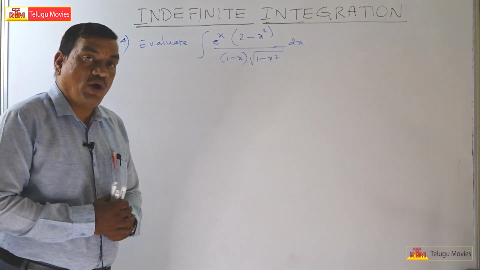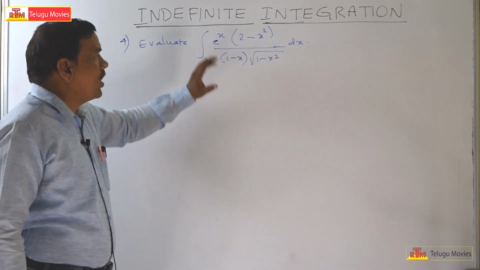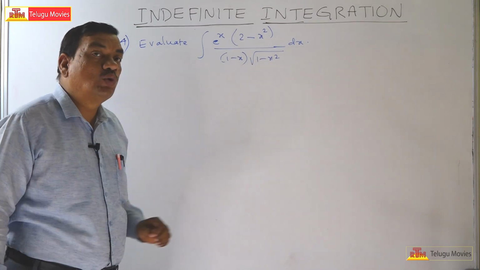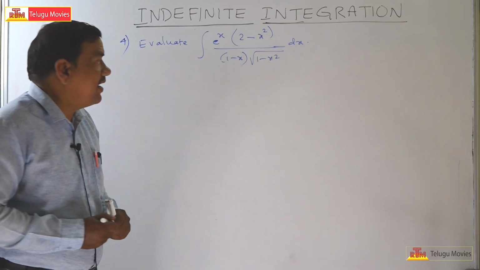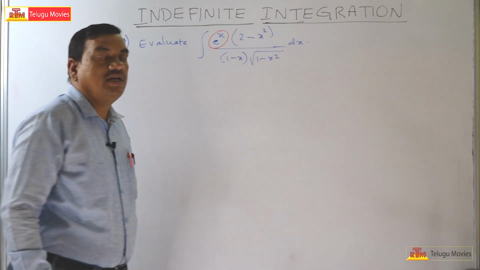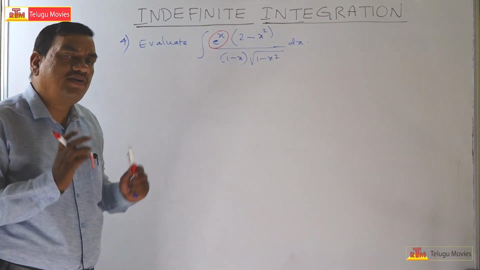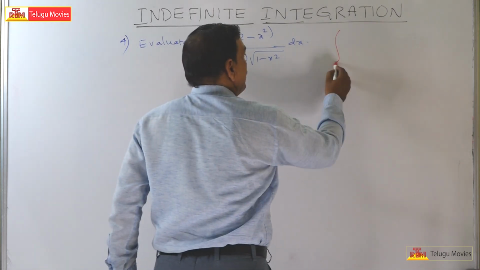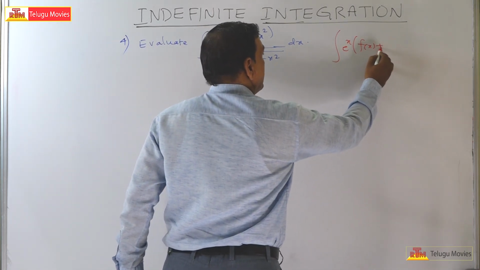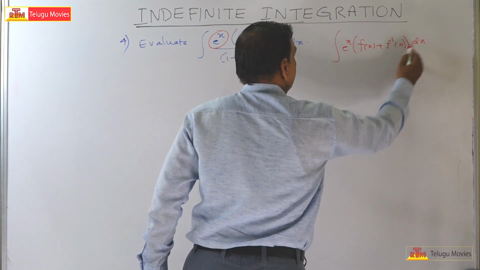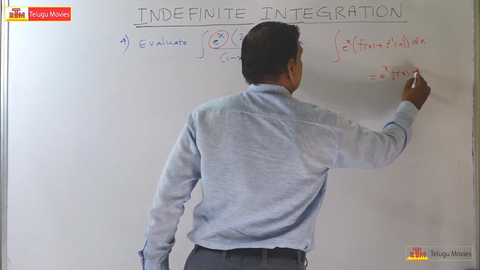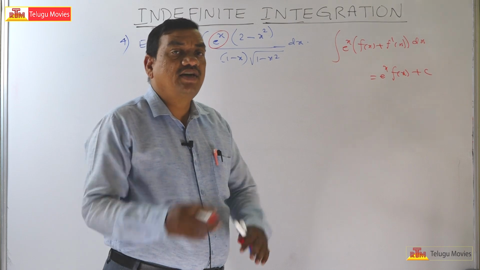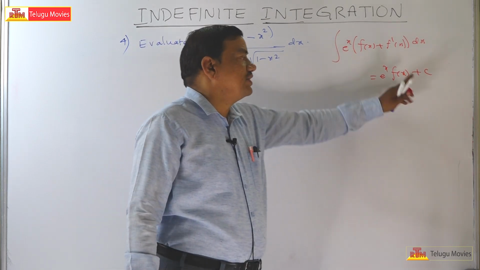Welcome back to this problem. See, the problem is: evaluate integral of e power x times (2 minus x square) upon (1 minus x) into root of (1 minus x square). Remember here, whenever e power x appears, immediately there is a very beautiful formula regarding e power x. That formula is integral of e power x (f of x plus f dash of x) dx is equal to e power x f of x plus c. Whenever e power x is there, with one function plus its derivative, then we can write e power x into f of x plus c.